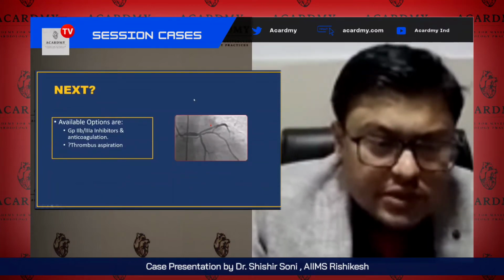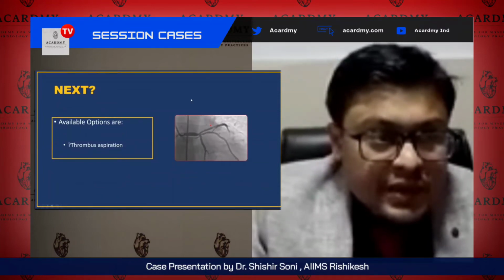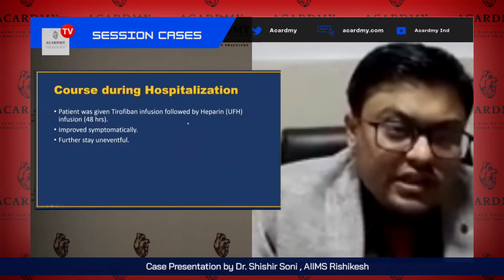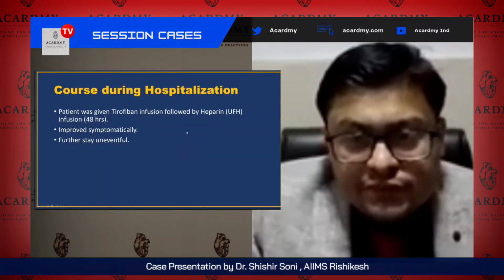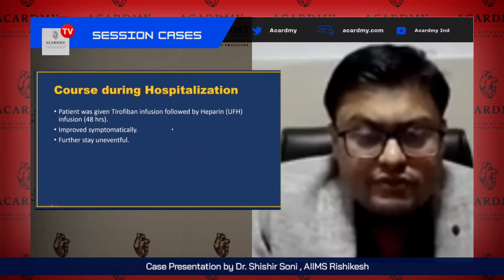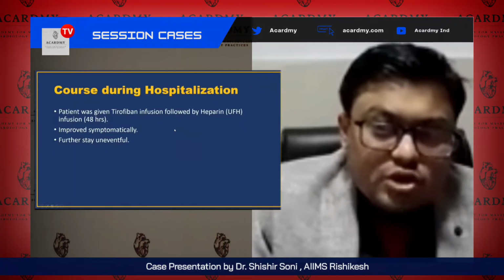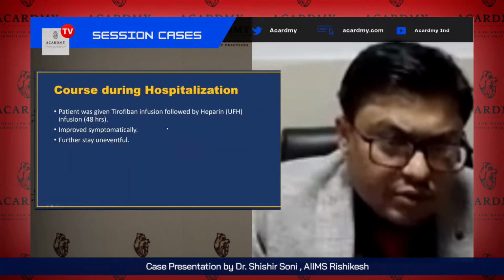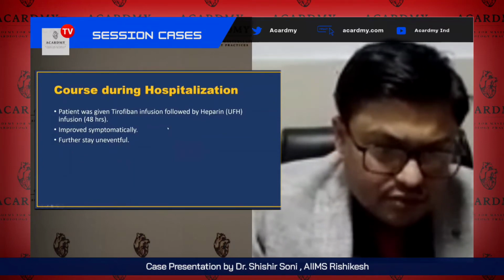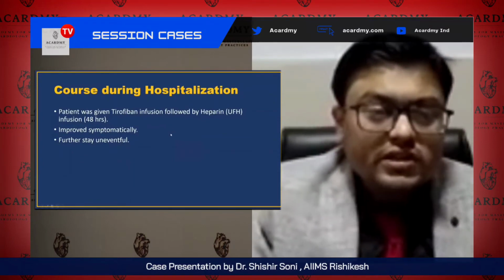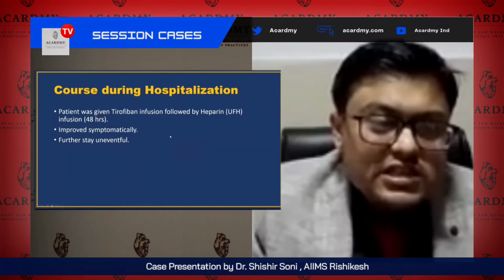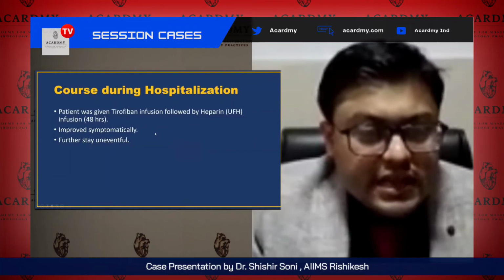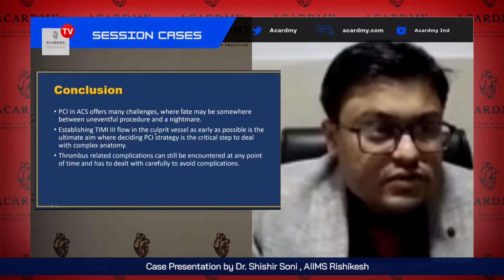Another option can be thrombus aspiration, which is again a questionable thing. So what we did was start a tirofiban infusion, and after giving 100 ml of the infusion, we stopped it and then continued heparin infusion for 48 hours. The patient improved symptomatically and the further stay was uneventful. Although the patient could not turn up for the IVUS because of financial constraints, we had planned the IVUS to the left main. But the patient remained asymptomatic, improved, and was successfully discharged.